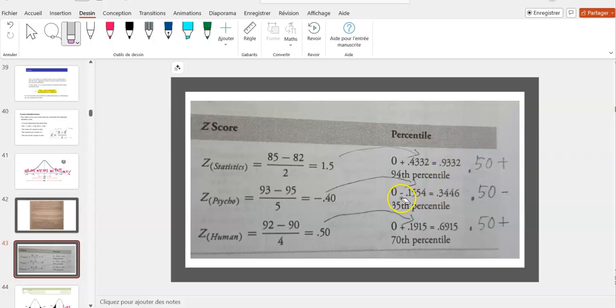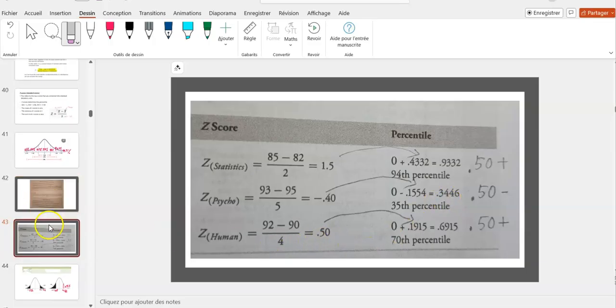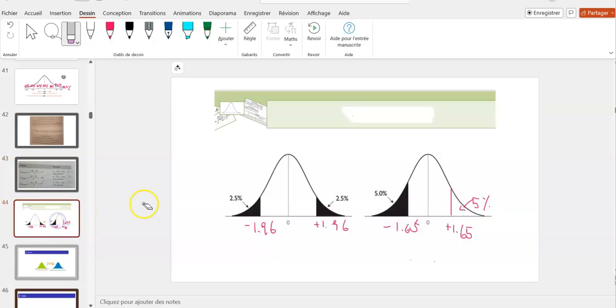Okay, so that means that is the left side, and then you can say 50 minus this number. So that is about the 34% that is situated like this. So this is how you obtain the Z-score.